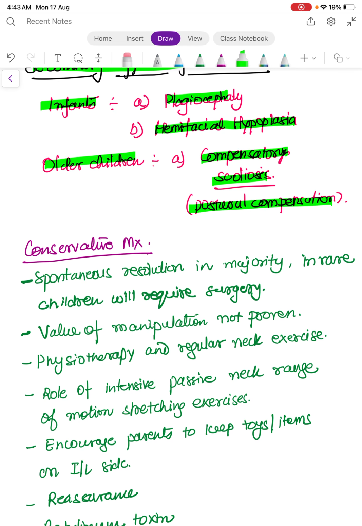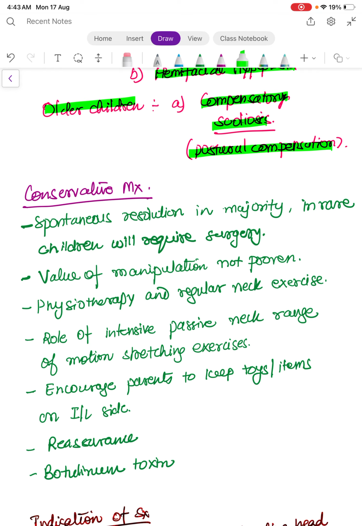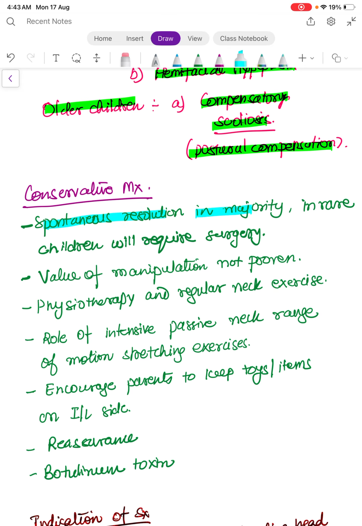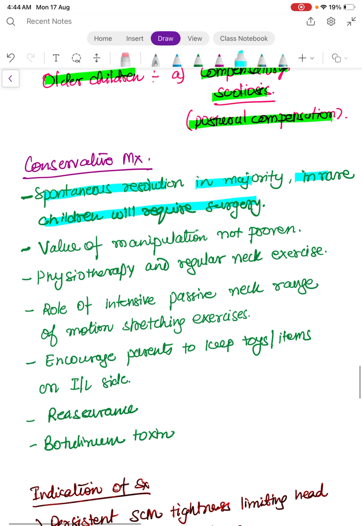Now we are going to talk briefly about the management. First comes conservative management, because in the majority of these children, this resolves on its own or with the help of conservative management. A very small percentage of children will require surgery. Regarding manipulation, its value has not been proven in the studies or in the literature. Physiotherapy and regular neck exercise appear to be safe and may make the parents feel that something has been done for their children.